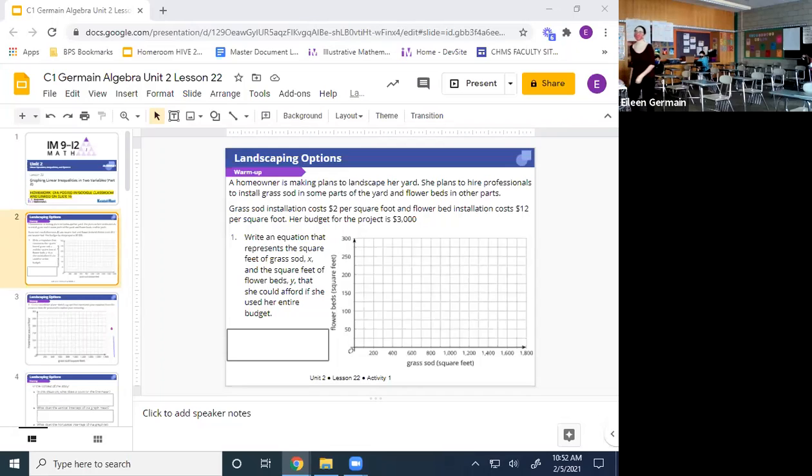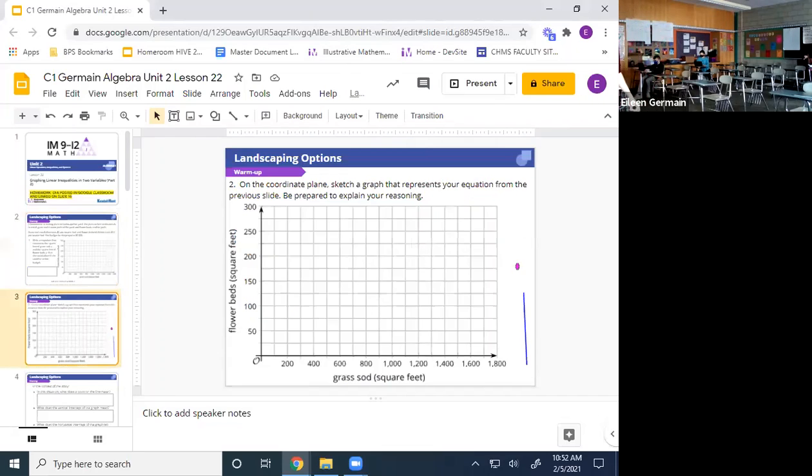So what we're going to do first is I want you to write an equation, not an inequality, an equation that represents the square feet of grass sod x and the square feet of flower beds y that she could afford if she uses her entire budget. The reason we're writing an equation is because she's not spending up to $3,000. She's spending exactly $3,000. That's number 1. And then on number 2, you're going to graph that equation. It's going to be a standard form equation. So think about how we graph standard form equations.